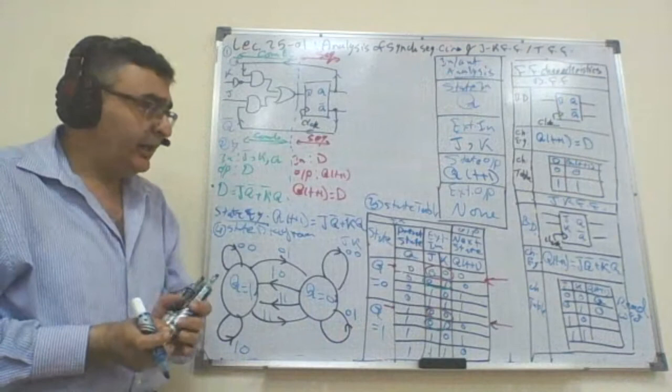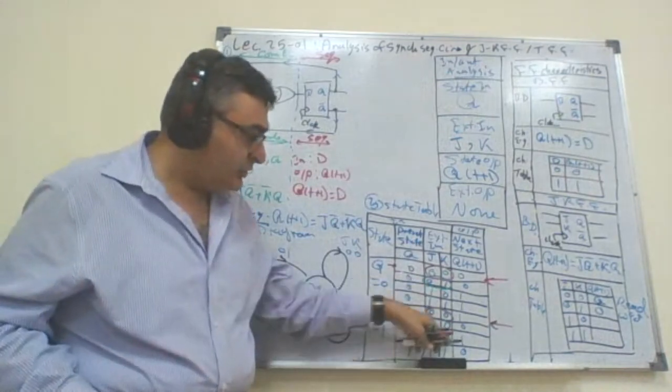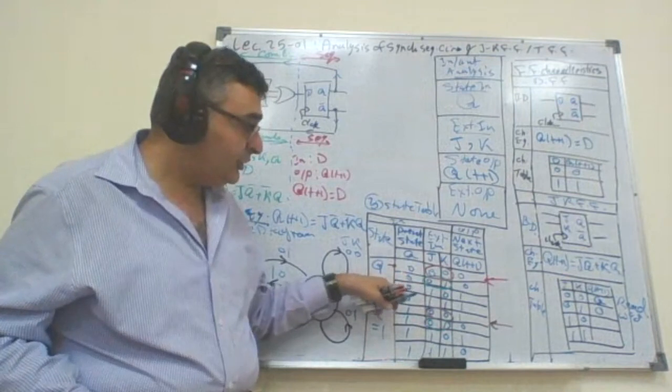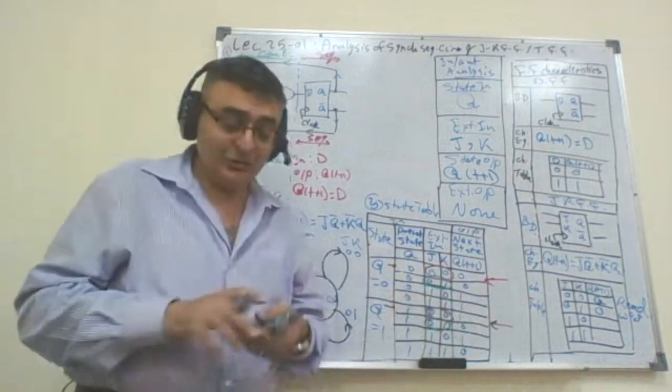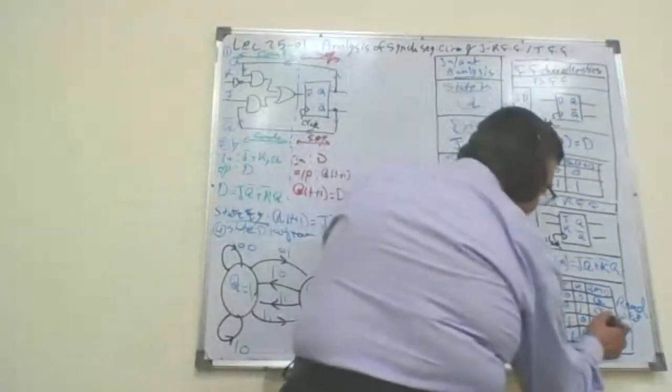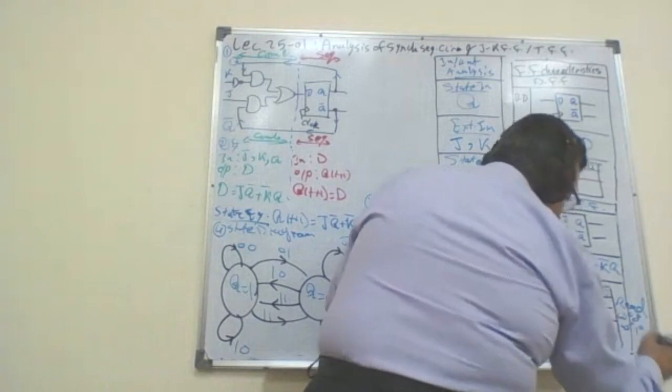Next, I have J and K equal 1, 0. If I started with 0, I end up with 1. If I started with 1, I end up with 1. So this is the case of writing 1. Okay, this is write 1.